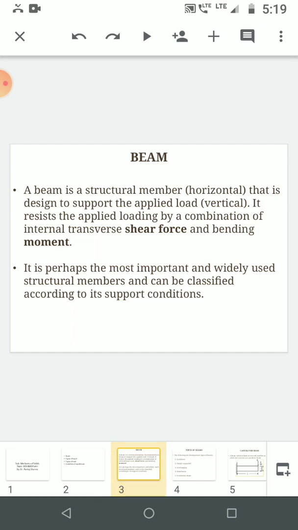First of all, the definition of beam. What is a beam? A beam is a structural member having three dimensions in which one dimension is larger than the other two dimensions and the load acts perpendicular to the larger dimension. It's called a beam. It is perhaps the most important and widely used structural member and can be classified according to its support conditions.